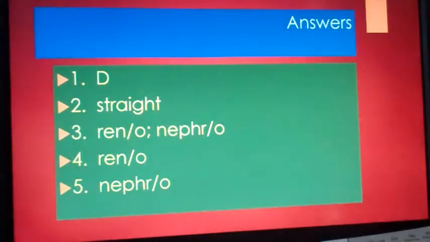Answers. Number 1 is D. Number 2 is straight. Number 3 is reno and nephro. Number 4 is reno. Number 5 is nephro.